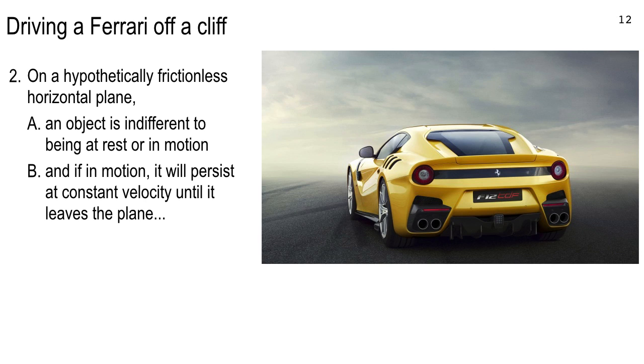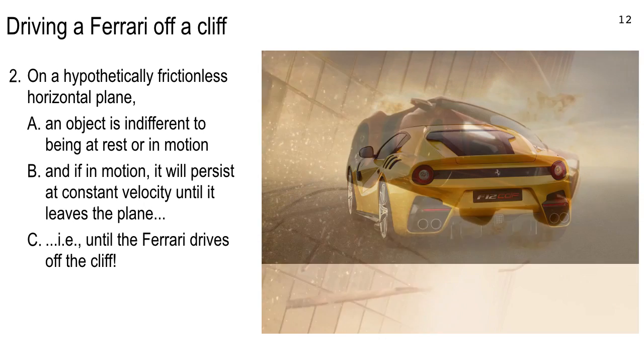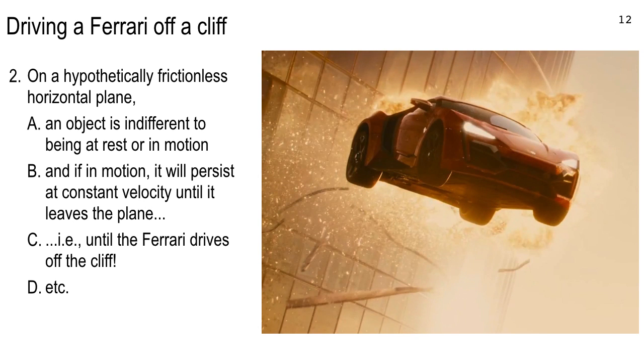So up on that flat horizontal, like a super smooth skating rink, it will stay in motion at constant velocity. So same speed, same direction until it leaves the plane. In other words, until the Ferrari drives off the edge of the cliff. So something like this. Did you ever see this movie where they drive this thing at the... Mission Impossible? No, it's Fast and Furious. They do it in a bunch of movies. It's pretty cool. I don't know how they do it, but they've been doing it since the 80s, I guess.